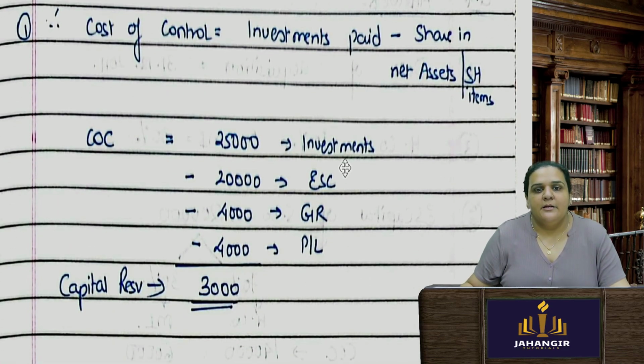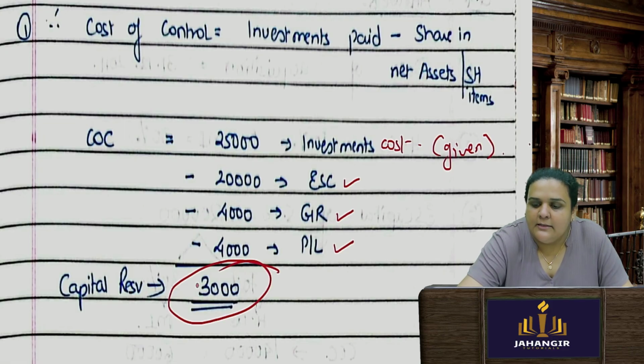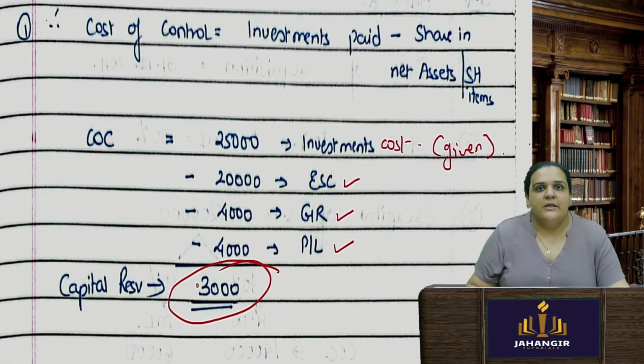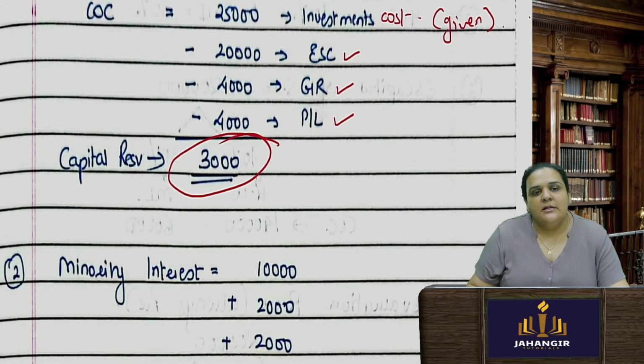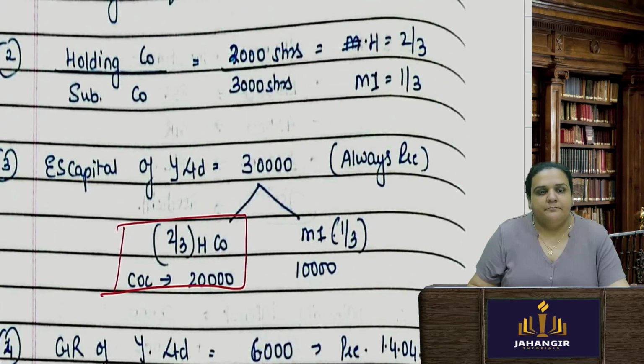So investment cost is 25,000, which is given already in the balance sheet. Investment paid minus share in the net assets or shareholder items: 20,000 equity share capital, general reserve share and P&L share. We get a profit. Cost is 25,000, but we are getting 28,000 share in the net assets. So 3,000 is capital reserve, and the balance is all minority interest.